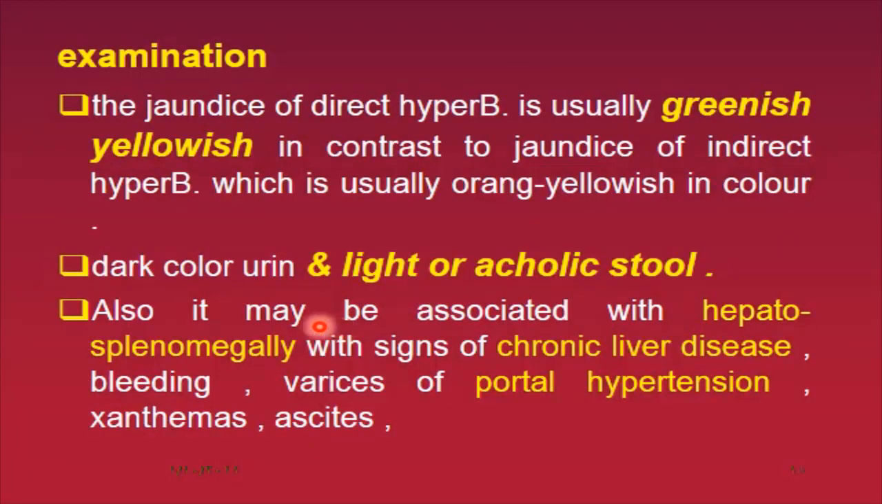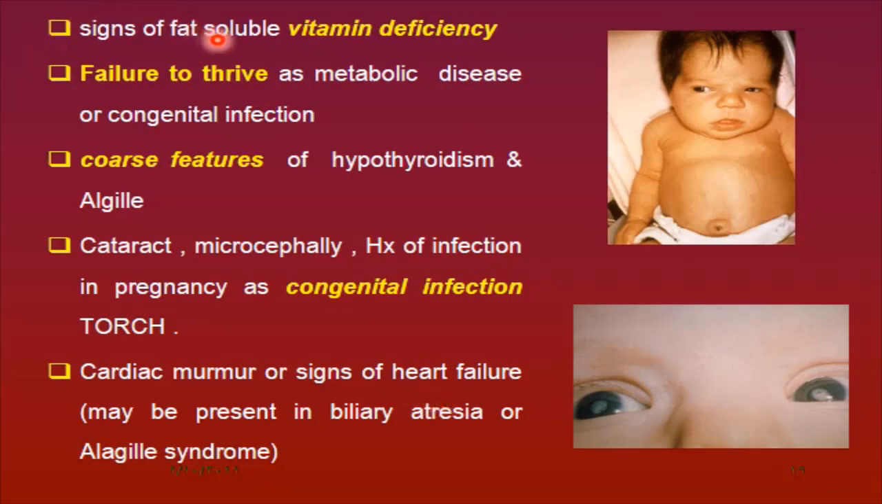On examination, the jaundice of direct hyperbilirubinemia is usually greenish yellowish. We can see light acholic stool on examination of the patient. Also, it may be associated with hepatosplenomegaly and signs of chronic liver disease, bleeding varices, xanthoma, and ascites, as I mentioned previously in the picture of liver disease. Signs of fat-soluble vitamin deficiency, as I mentioned.